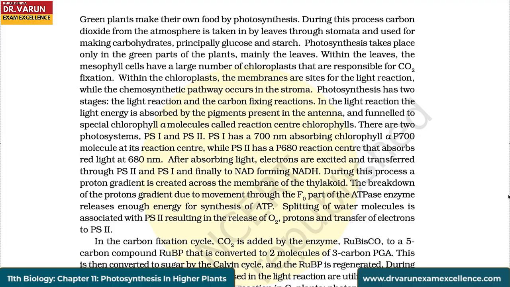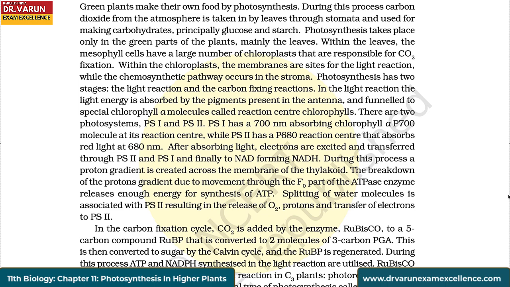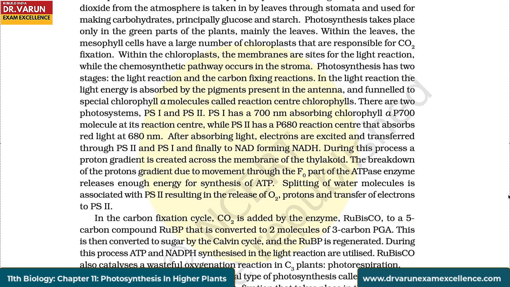Summary. Green plants make their own food by photosynthesis. During this process, carbon dioxide from the atmosphere is taken in by leaves through stomata and used for making carbohydrates, principally glucose and starch. Photosynthesis takes place only in the green parts of the plants, mainly the leaves. Within the leaves, the mesophyll cells have a large number of chloroplasts that are responsible for carbon dioxide fixation. Within the chloroplasts, the membranes are sites for the light reaction, while the carbon fixation pathway occurs in the stroma.